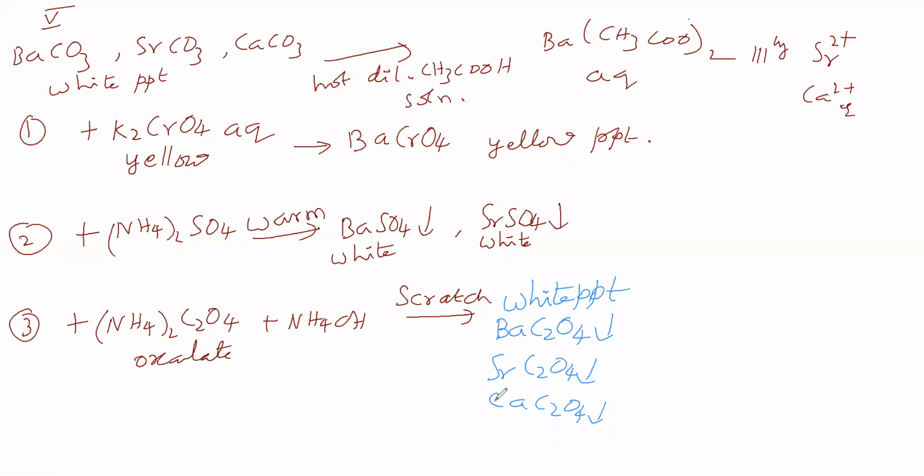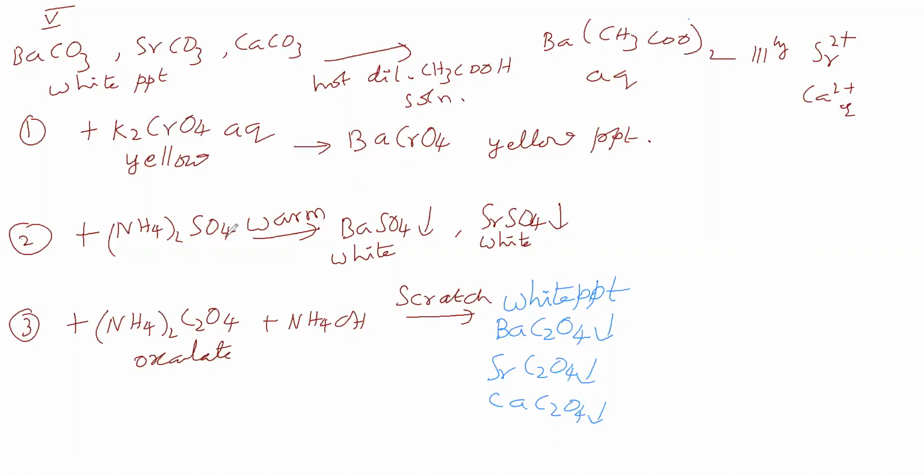So how to proceed with this test? First you have to take this solution and divide it into 3 parts. The first part you take and do this test. If you get yellow precipitate, this indicates the solution contains barium ion, then don't proceed to the second test and third test. Suppose yellow precipitate is not available, that means barium ion is absent, then proceed to the second test systematically.